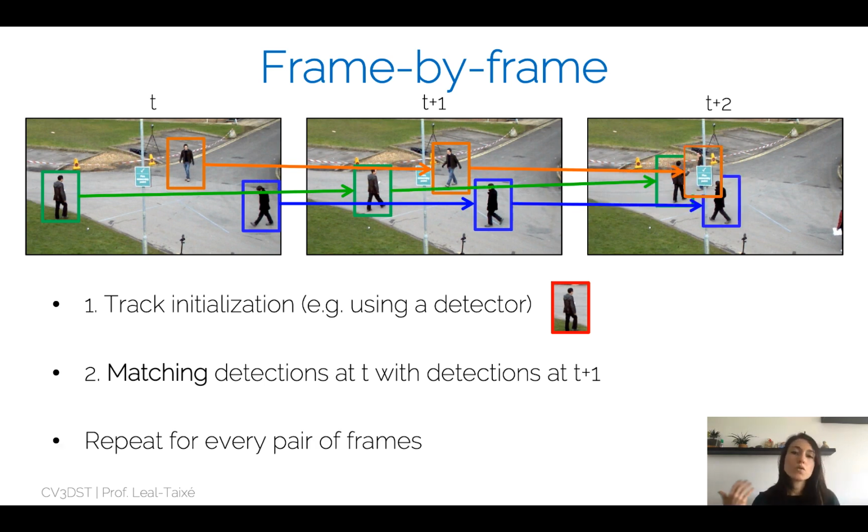And of course we can do this on a frame-by-frame basis, right? This would still be online tracking. But the idea would be that I keep matching detections from frame t to t plus 1, then from frame t plus 1 to t plus 2, etc., etc. So this is one way in which you could actually do data association frame by frame.